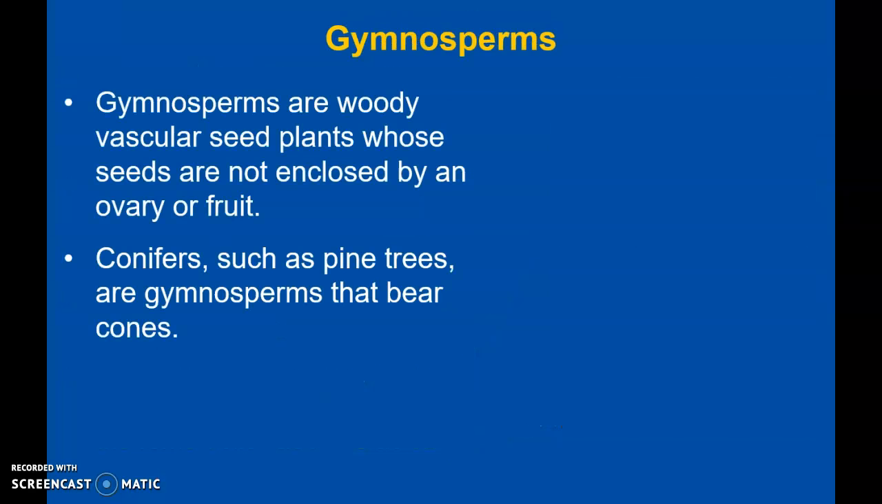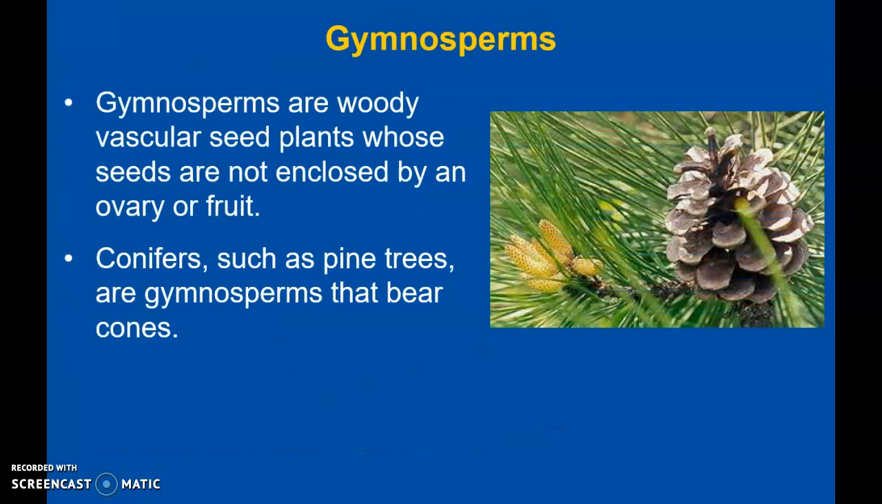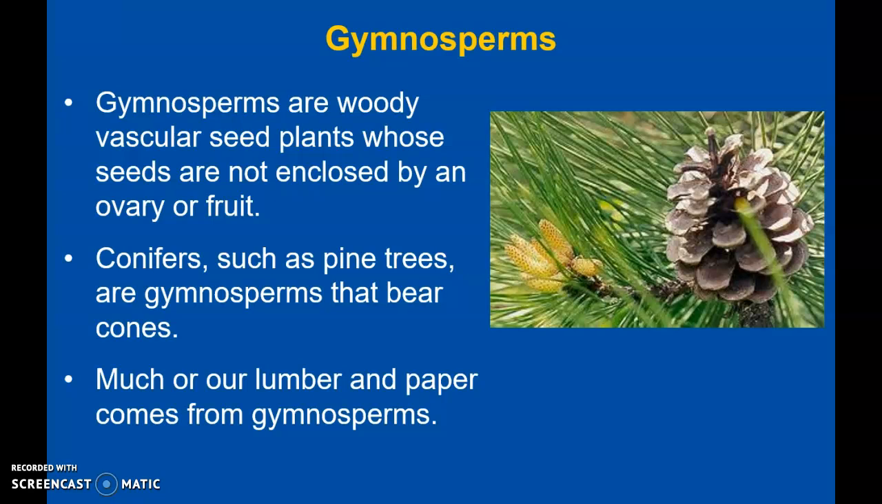Then we have gymnosperms. These are woody vascular seed plants, and their seeds are not enclosed by an ovary or a fruit. So if you look in this example, this pine tree, the pine tree is a gymnosperm, and they have cones, and those cones contain the genetic part that they're going to try to pass on and make new plants.